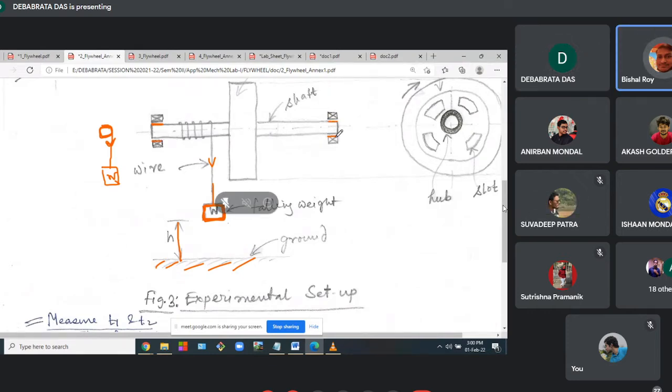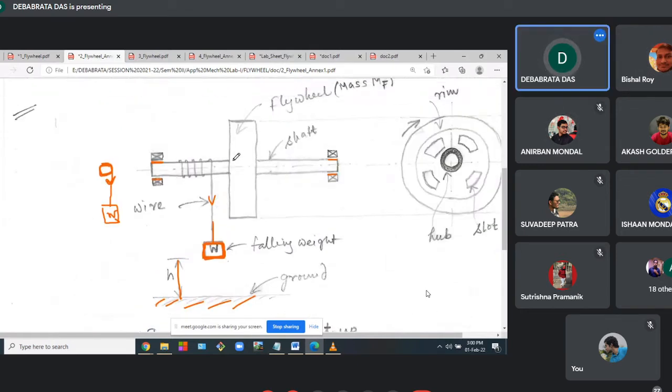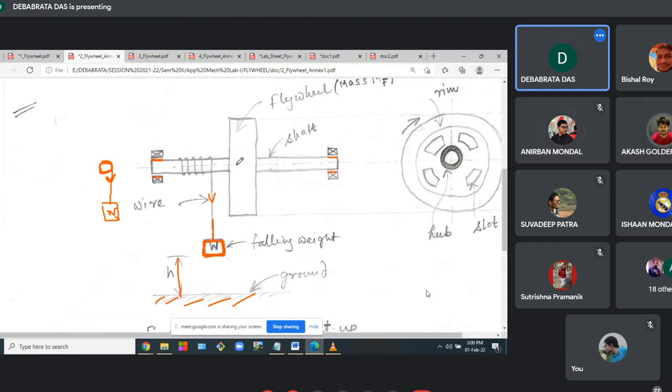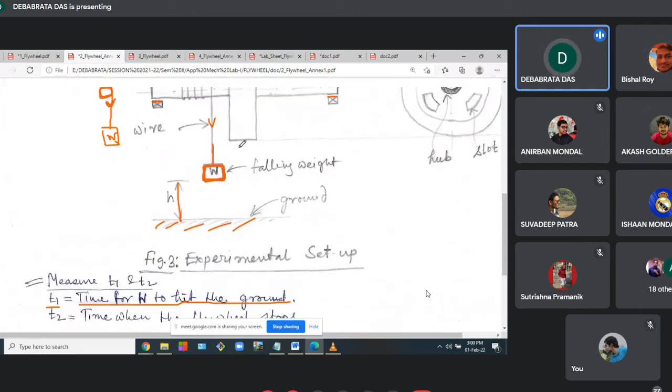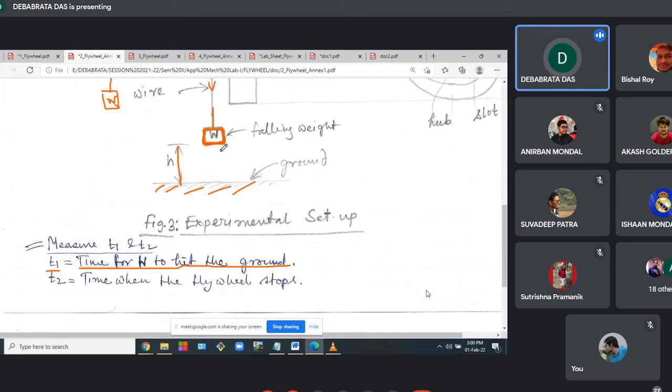So what will happen? This flywheel will start retarding. Its velocity will start decreasing, and it will take some time for the flywheel to come to a stop, right? So the moment this flywheel stops, we stop the second stopwatch, and that time we note down is called T2. T2 is the time when the flywheel stops. So T1 is the time when W hits the ground, and T2 is the time when the flywheel stops completely.